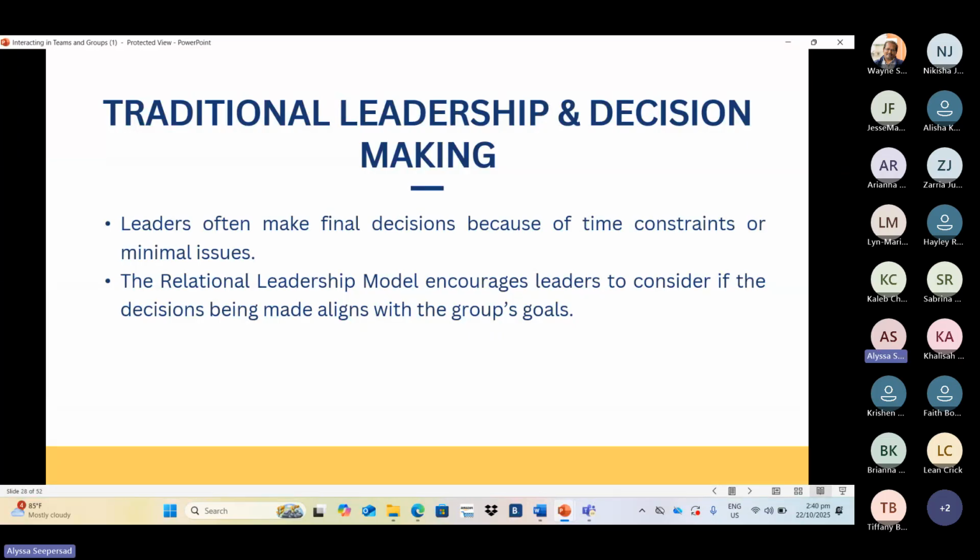However, the relational leadership model usually encourages leaders to think carefully before deciding alone. Leaders should ask themselves these questions. Does this decision support the group's overall vision and mission? Have I included the opinions of my group members? And should I slow down the process to involve others? This model promotes thoughtful and inclusive decision making even when the leader has the authority.